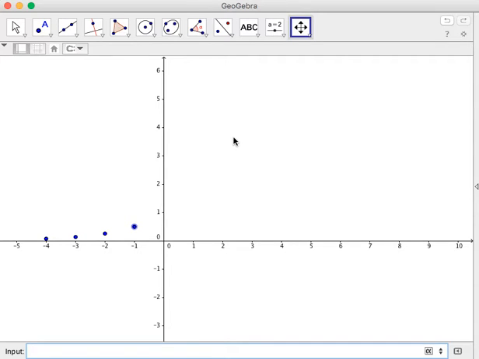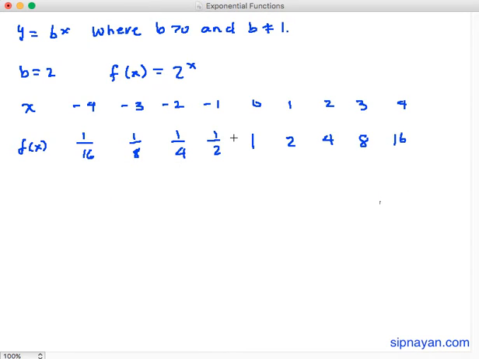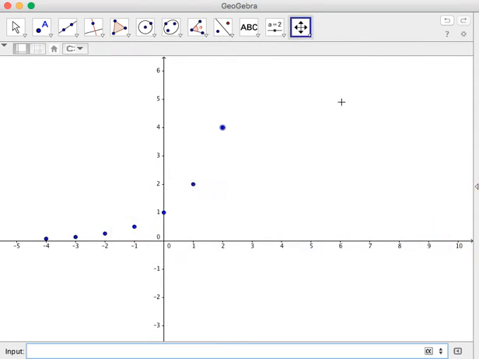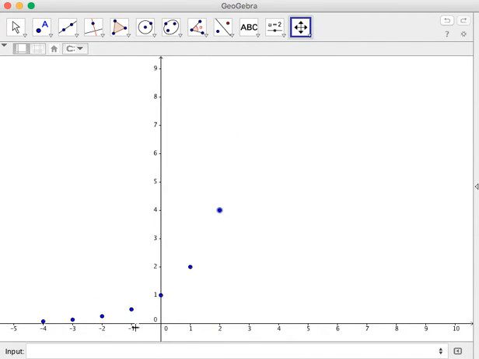Then we have 0, 1. Tapos meron tayong 1, 2. Meron tayong 2, 4. Then 3, 8, tsaka 4, 16 yung dalawang huli, no?